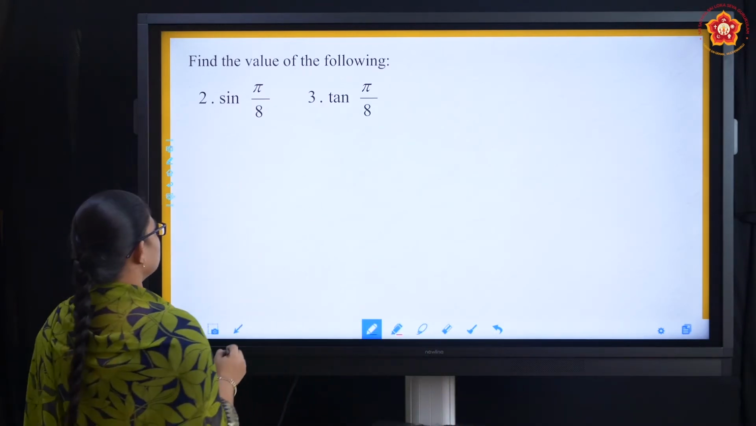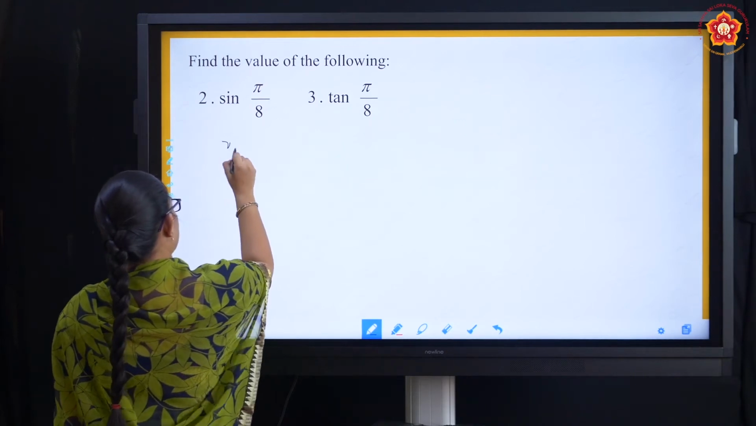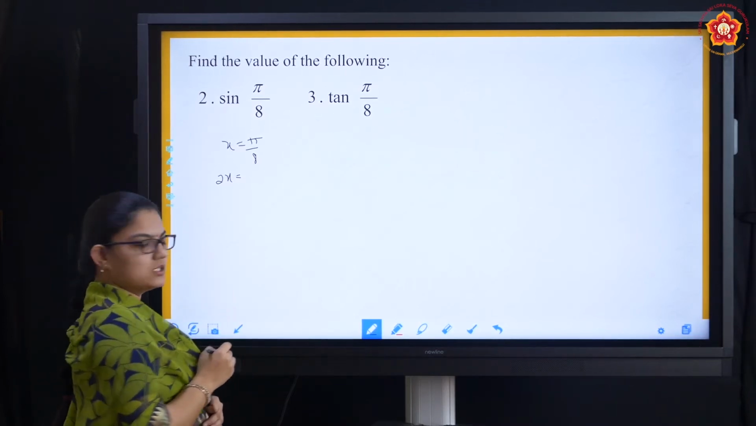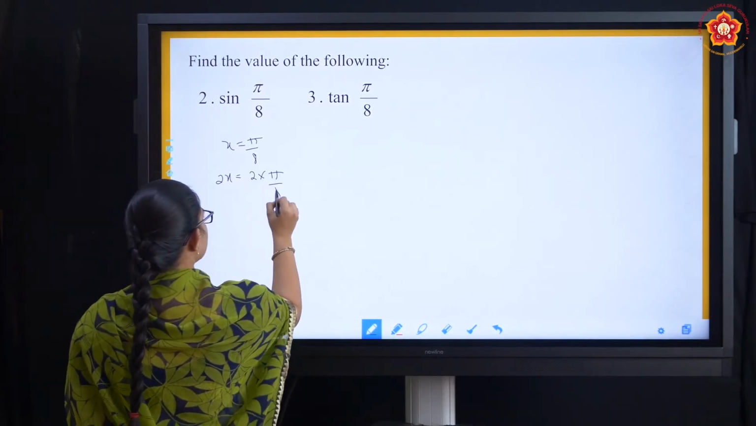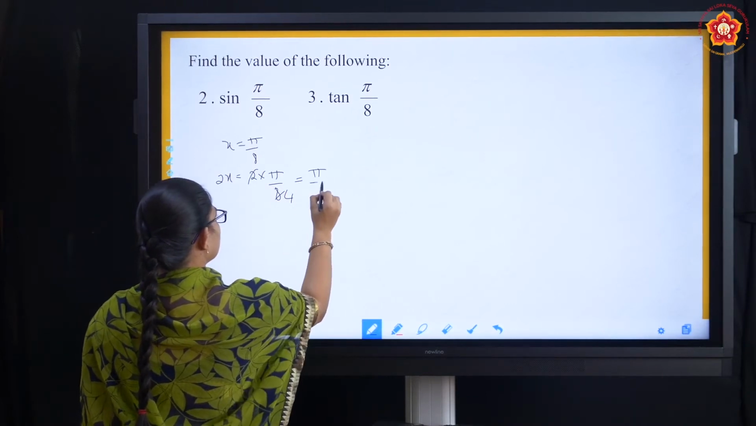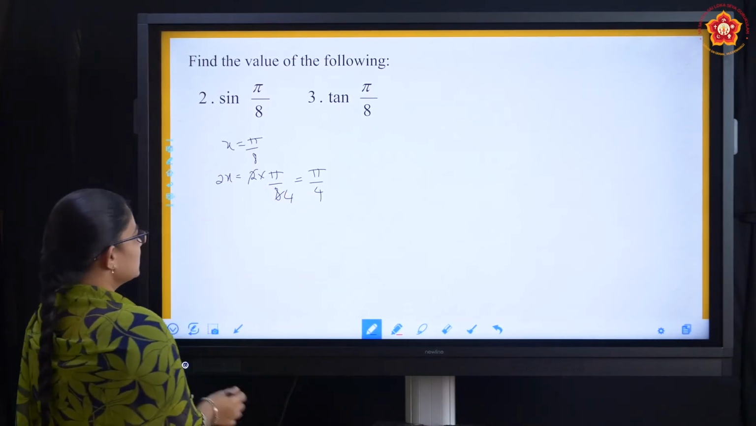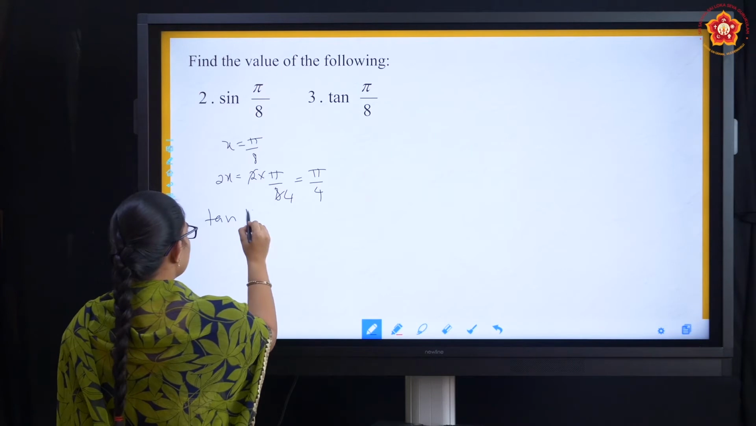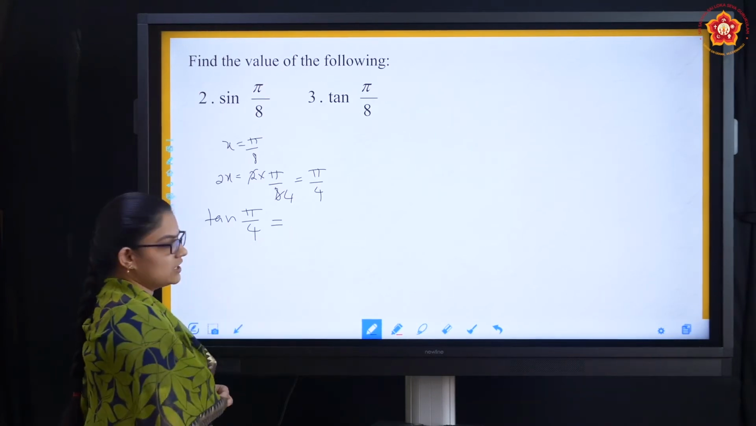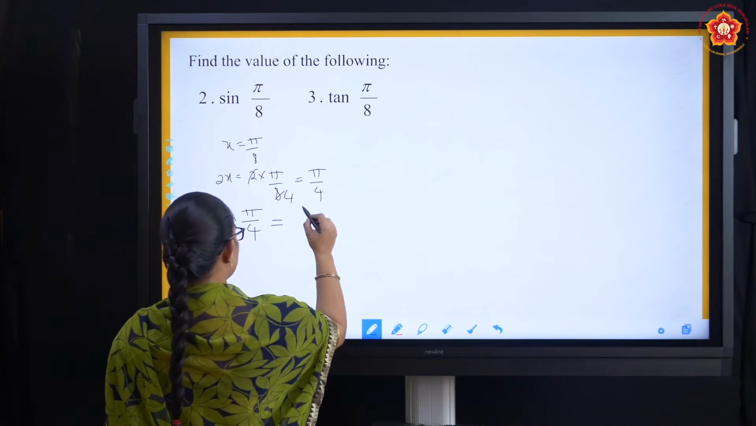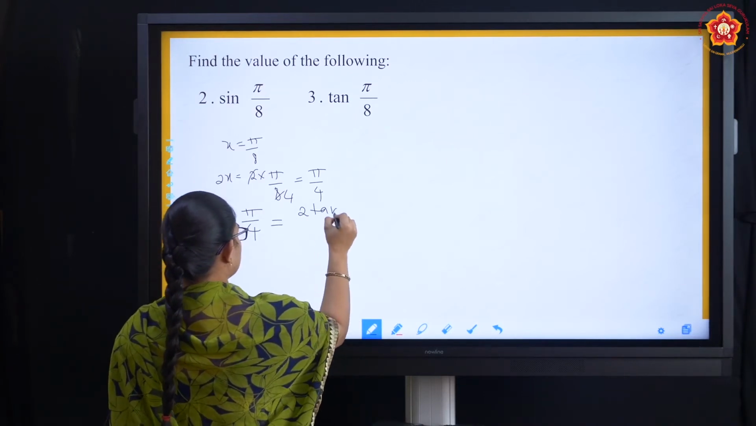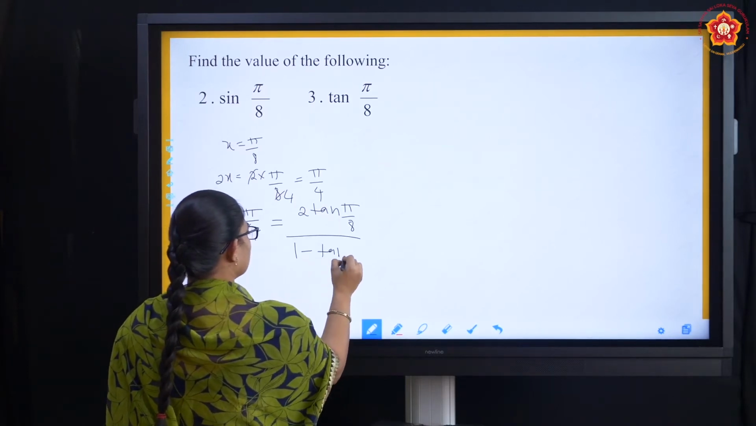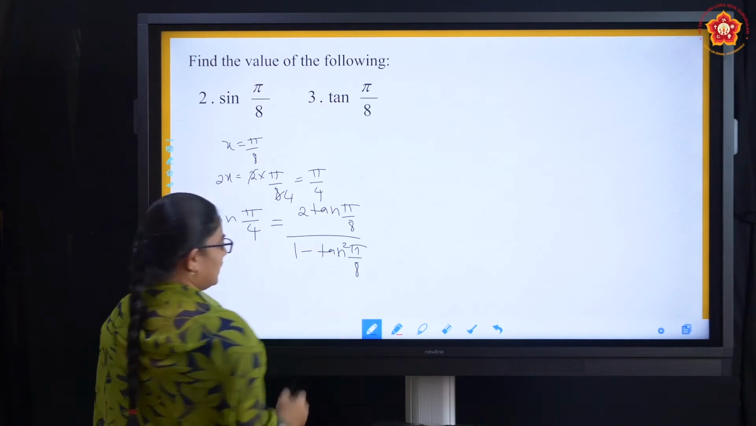We have tan pi by 8. So now I am taking x as pi by 8, but what is 2x? Then 2x will be 2 into pi by 8, which is nothing but pi by 4. Now I am using the formula of tan 2x, where 2x is pi by 4, tan pi by 4. Tan 2x is nothing but 2 tan x by 1 minus tan square x, that is 2 tan pi by 8 divided by 1 minus tan square pi by 8.